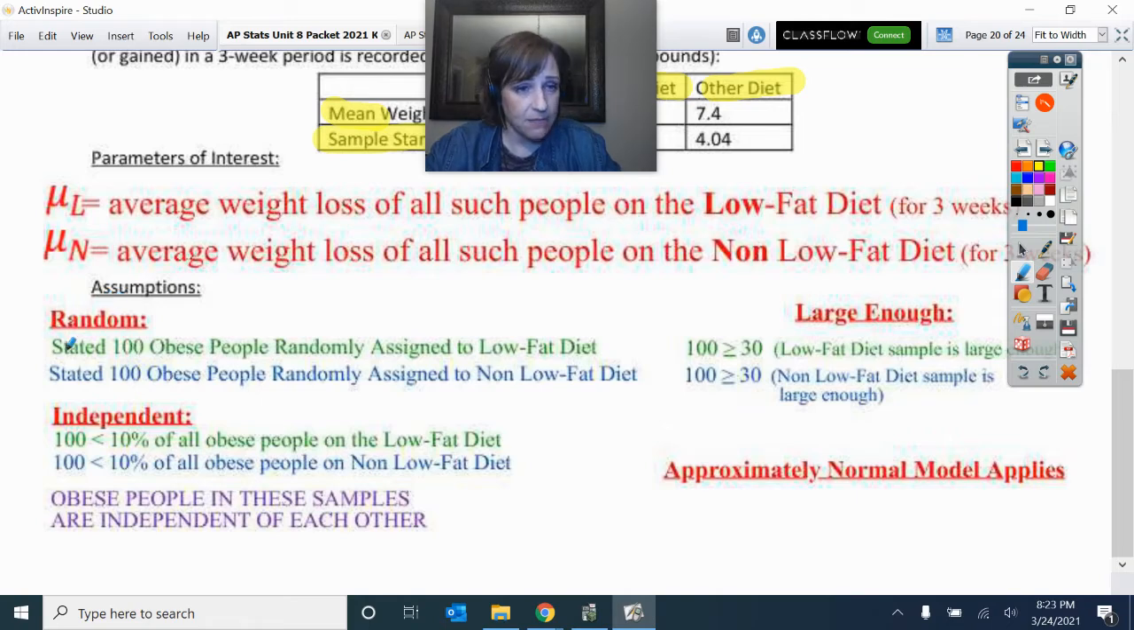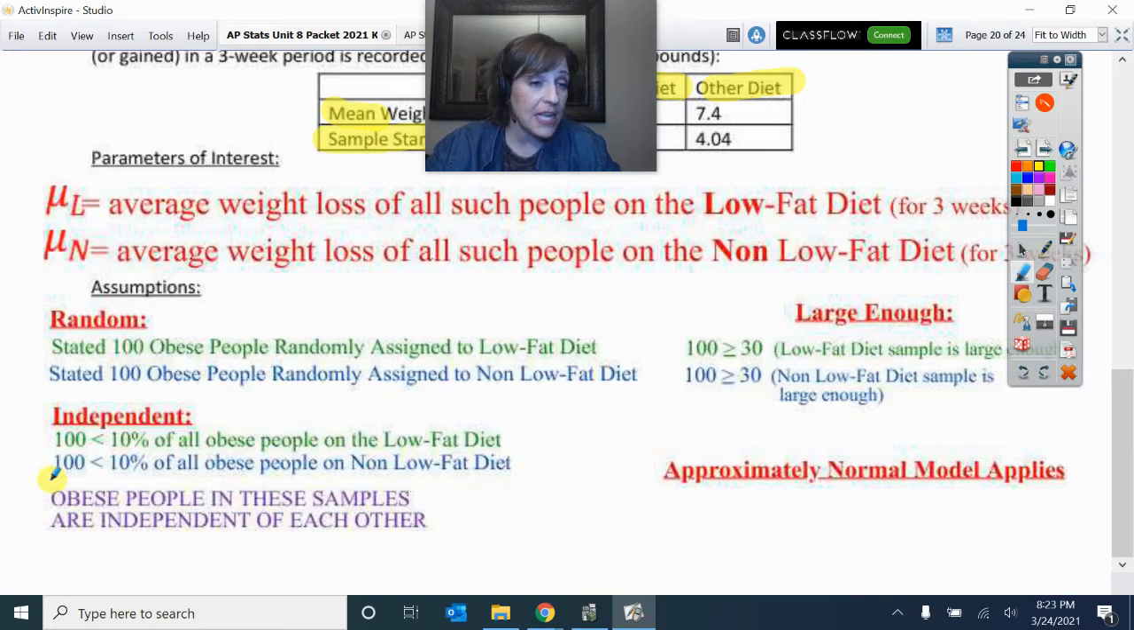It was stated that these 100 obese people were randomly assigned to the low-fat diet and that the 100 obese people were randomly assigned to the non-low-fat diet. Independent: n is less than 10%, so it's small enough. 100 is less than 10% of all obese people that we can place on the low-fat diet, and 100 is less than 10% of all obese people we can put on the non-low-fat diet.